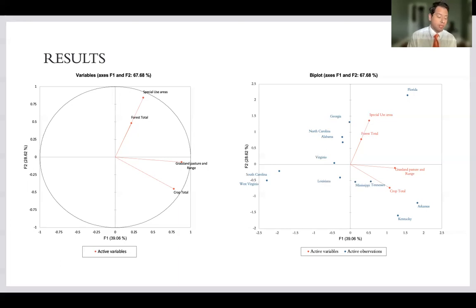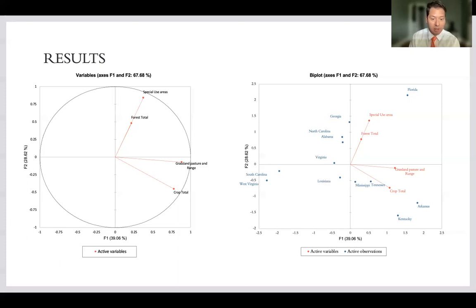Correlations are based on the angles between the lines. So a positive correlation is a narrow angle. Direct correlation is the same line. A negative correlation is if two lines create an obtuse angle, and no correlation is obtained when two lines create a 90-degree angle. So as we can see, the forest and special use share the same line.